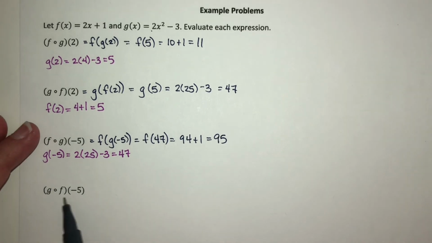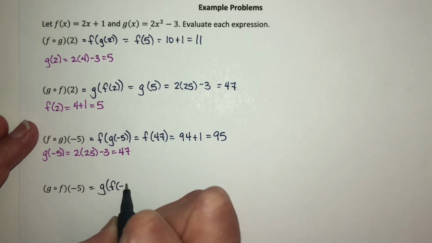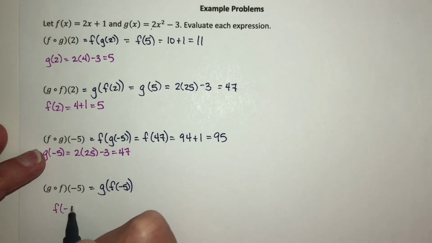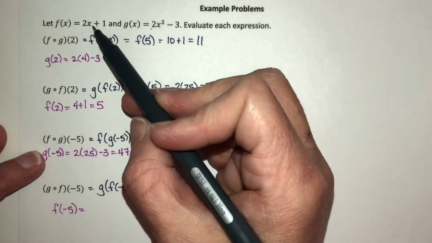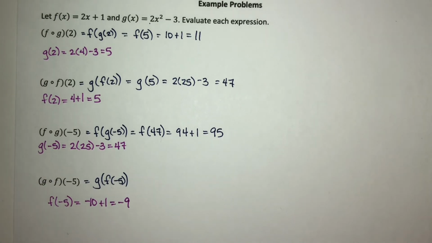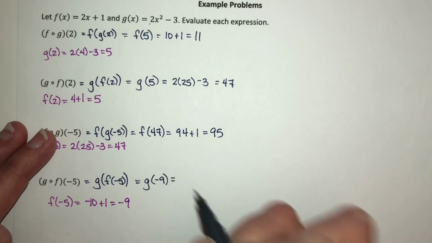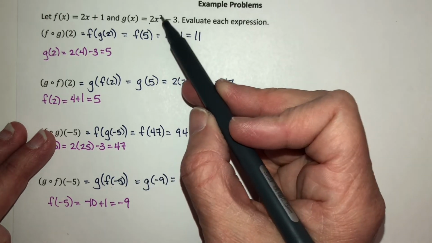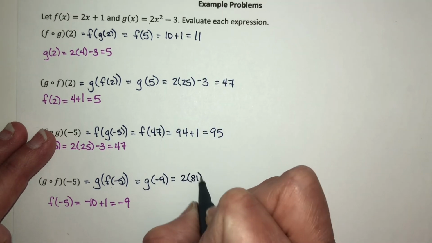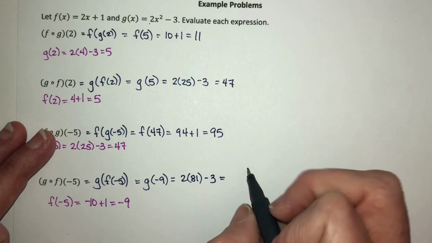And now g composed with f of negative 5. So f of negative 5 is negative 10 plus 1, so that's negative 9. So I'm looking for g of negative 9. Negative 9 squared is 81. So I have 2 times 81 minus 3, which is 159.